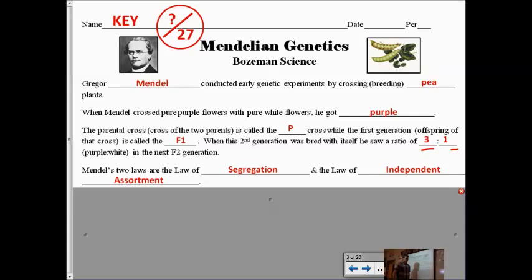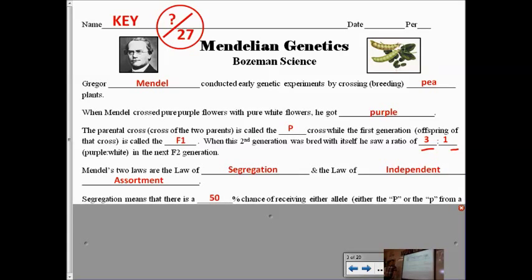Mendel's 2 laws are the law of segregation and the law of independent assortment. 3 points. 1, 2, 3. And yes, they have to be in that order. Okay? Now, what are these laws? Well, segregation means that there is a 50% chance of getting either allele. My dad has 2 alleles, my mom has 2 alleles, each one passes on 1. I have a 50% chance of getting this one from my dad or this one. 50% chance, because there's 2.